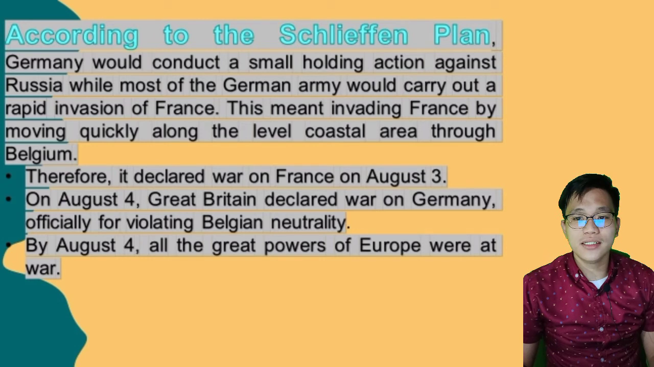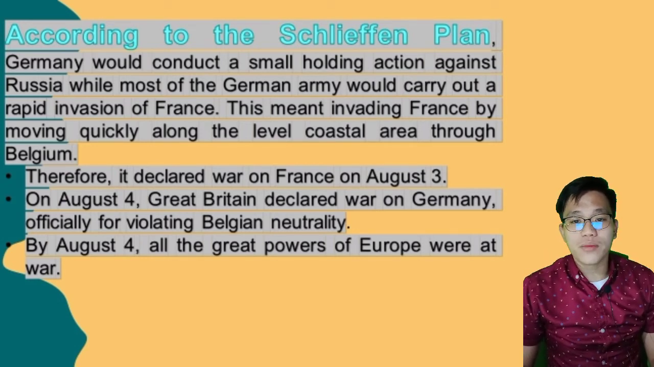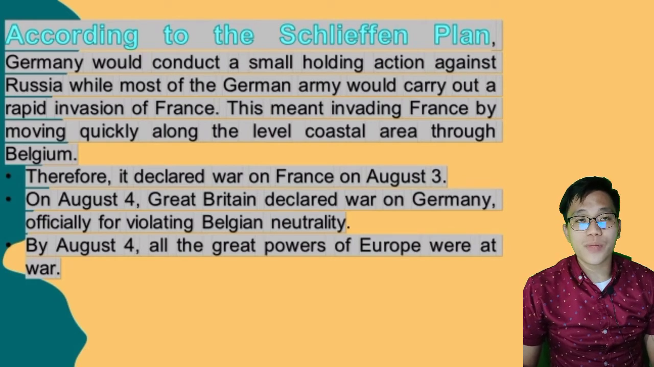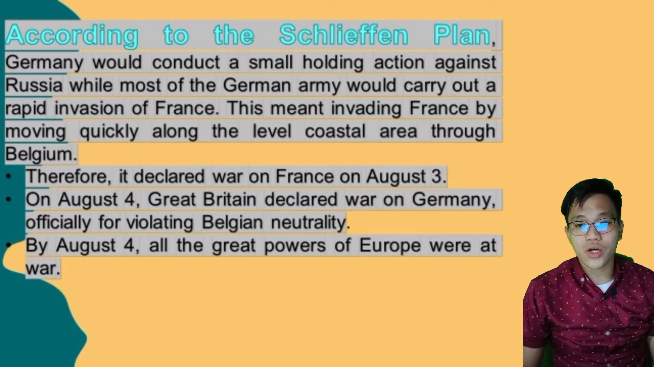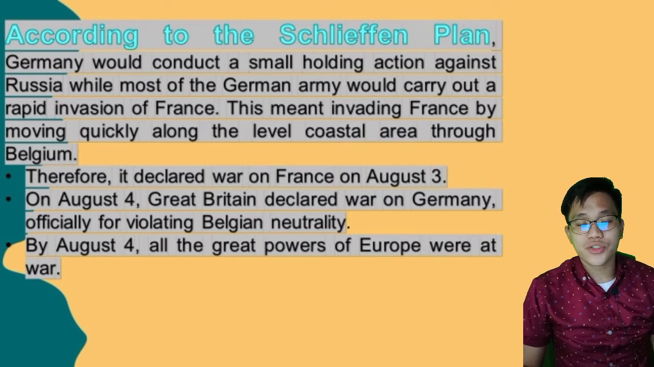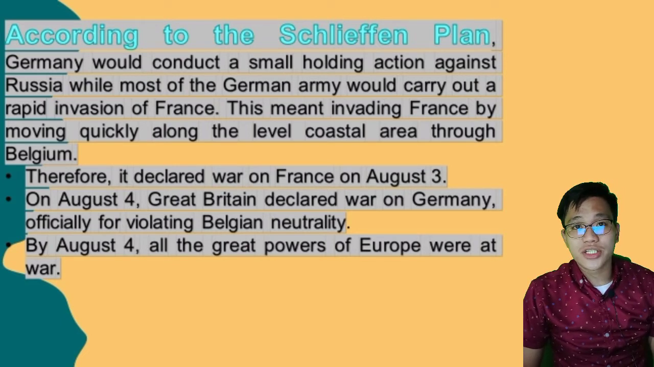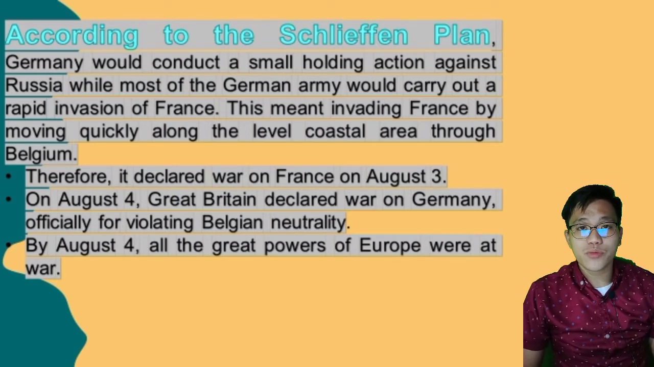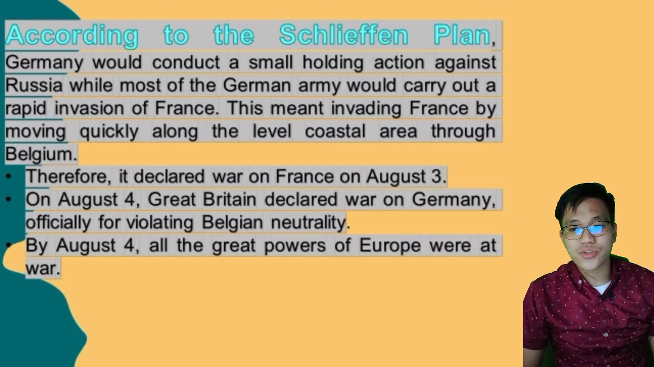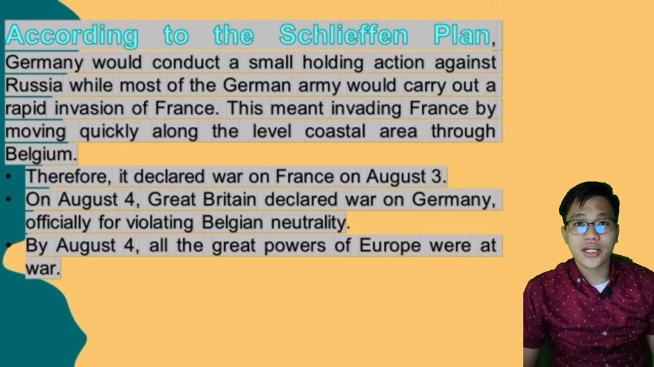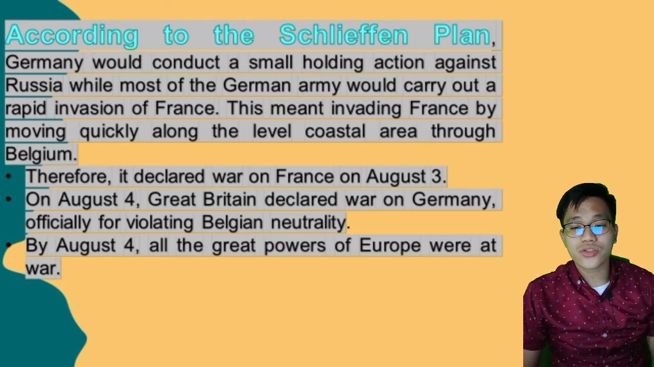According to the Schlieffen Plan, Germany would conduct a small holding action against Russia, while most of the German army would carry out a rapid invasion of France. This meant invading France by moving quickly along the coastal area through Belgium. After France was defeated, the German invaders would move to the east against Russia. Under the Schlieffen Plan, Germany could not mobilize its troops solely against Russia. Therefore, it declared war on France on August 3.